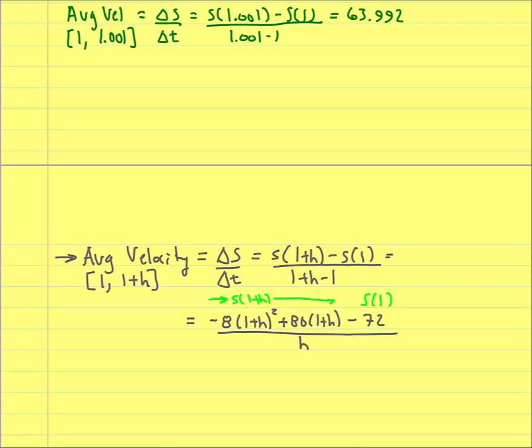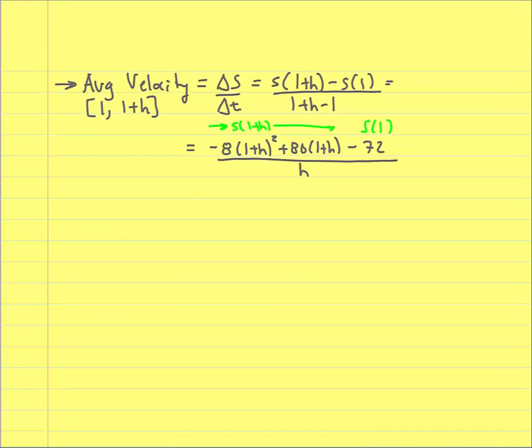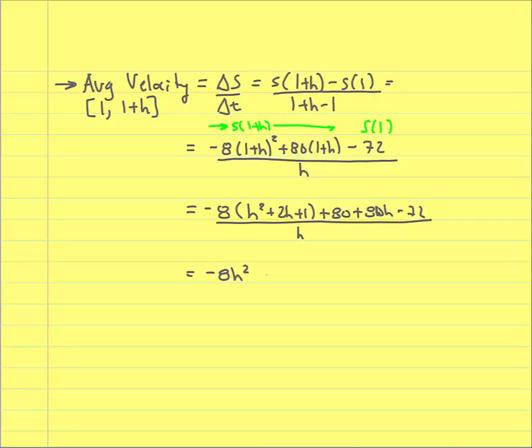Now after you do some algebra here, and when we're doing our algebra, 1 plus h quantity squared is h squared plus 2h plus 1, plus 80 plus 80h minus 72 all over h. And then we'll distribute through the negative 8. Negative 8h squared minus 16h minus 8. And then what we can do here is combine some like terms.